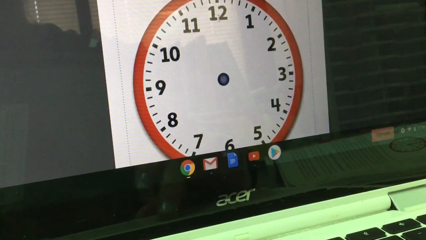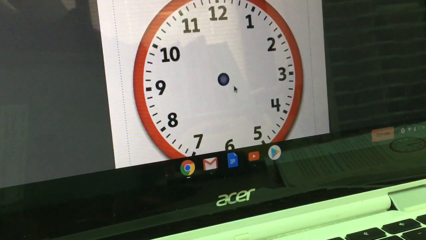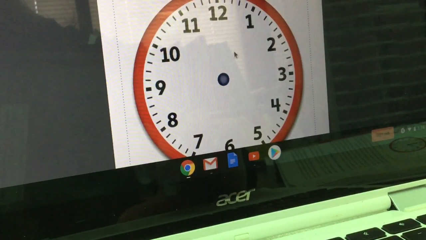You could always cut some hands made out of paper, a long hand for the minute hand, a short hand for the hour hand, and affix it in the middle with a brad or one of those brass fasteners so that you could spin your hands around and practice making different times on your clock. But for right now, let's go ahead and draw with your pencil 7 o'clock on this clock.